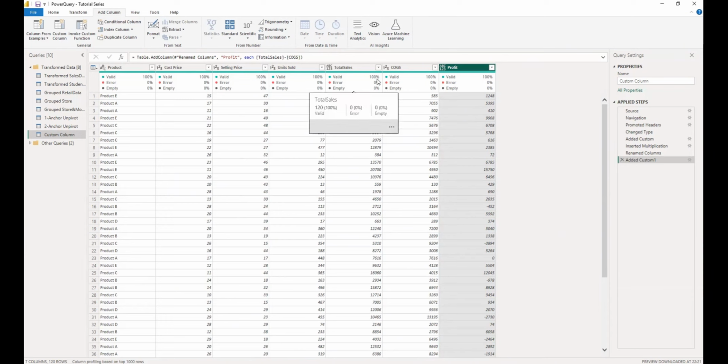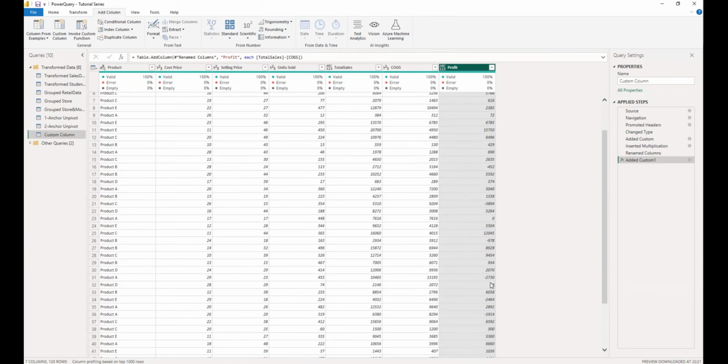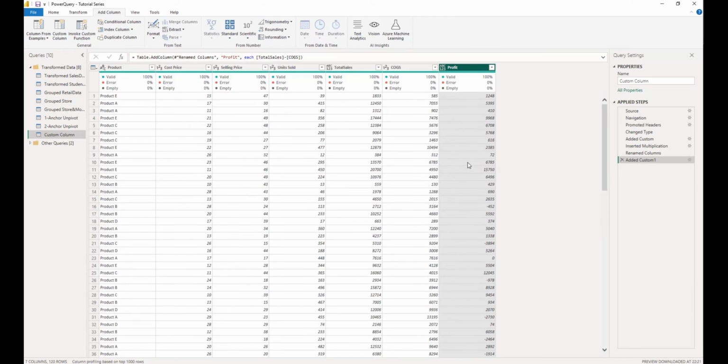Interesting. So mind you, profit can also be negative, meaning that they made a loss, like a huge loss. This is what it cost them, but this is what they sold it for. So it's also important that you know that profit can be plus or minus.